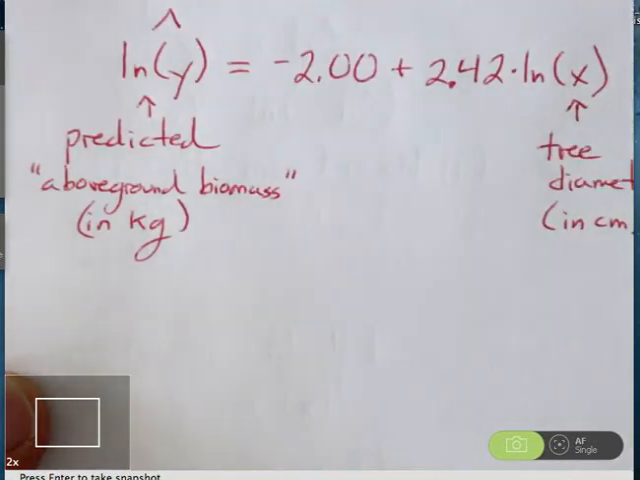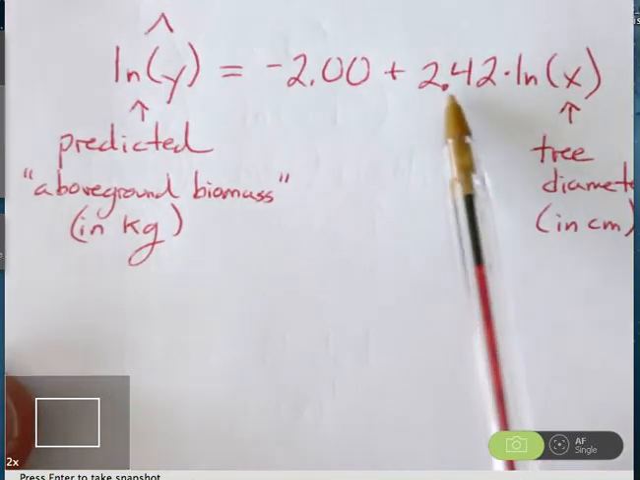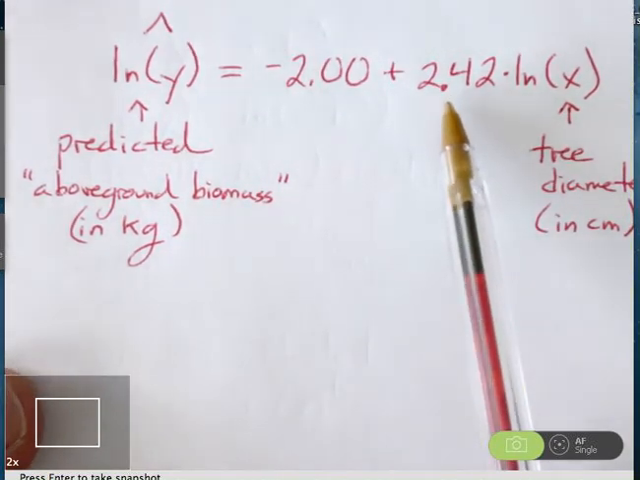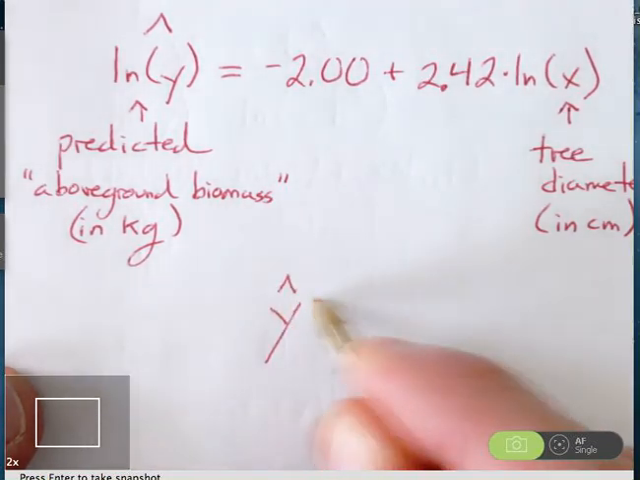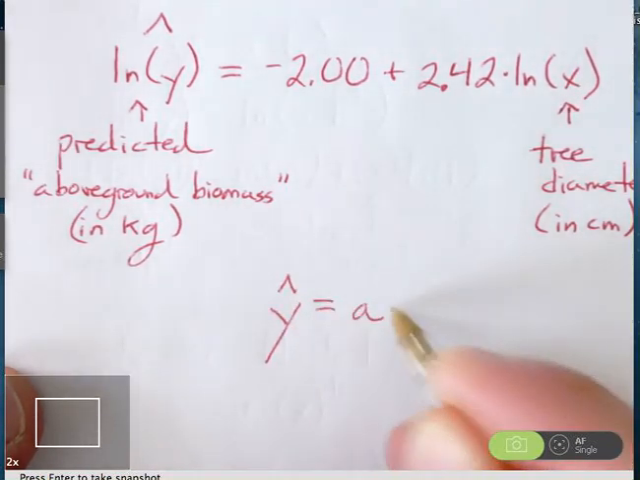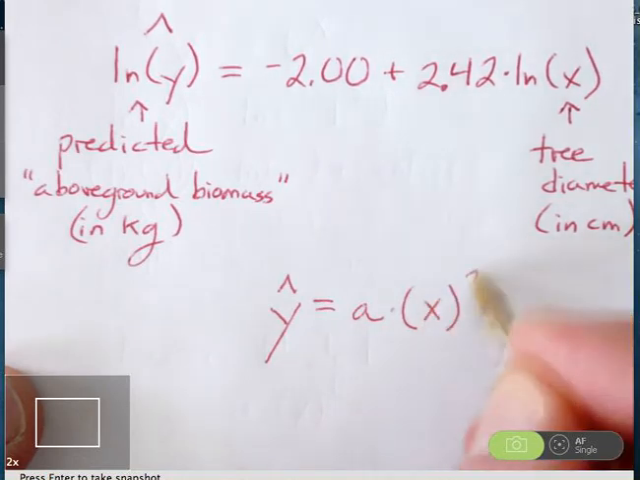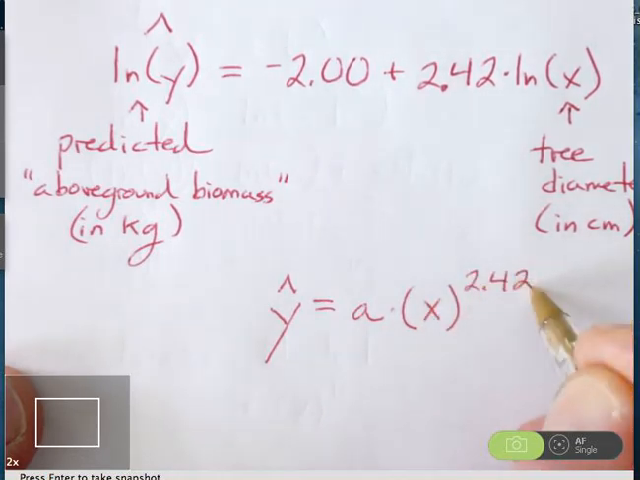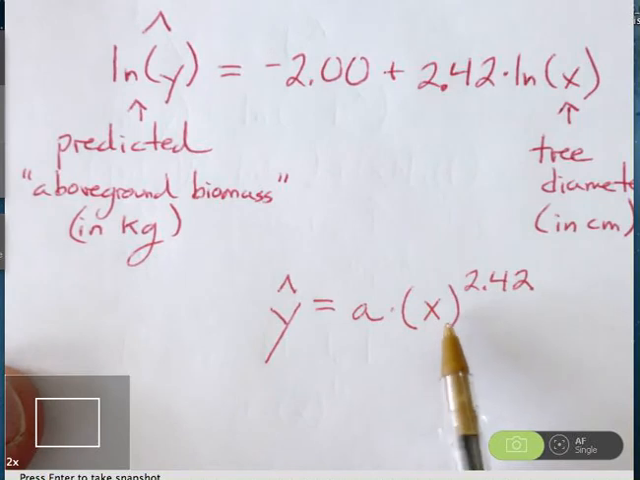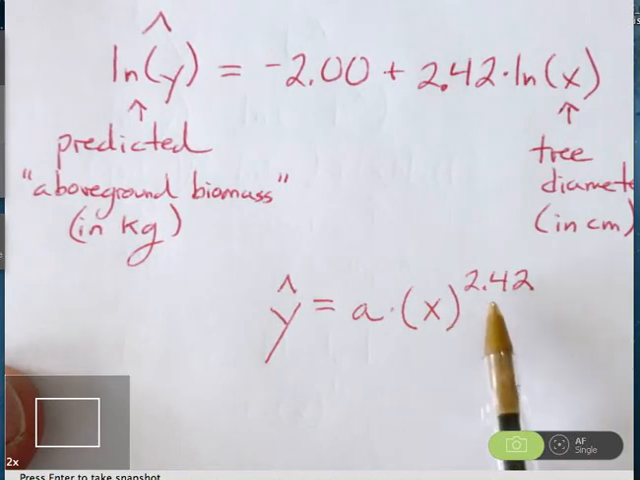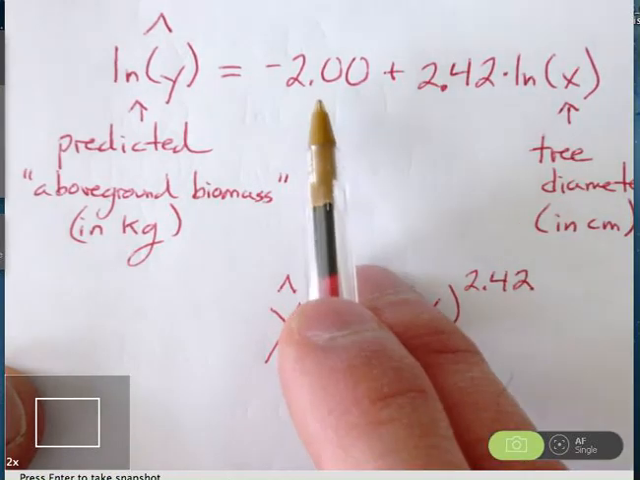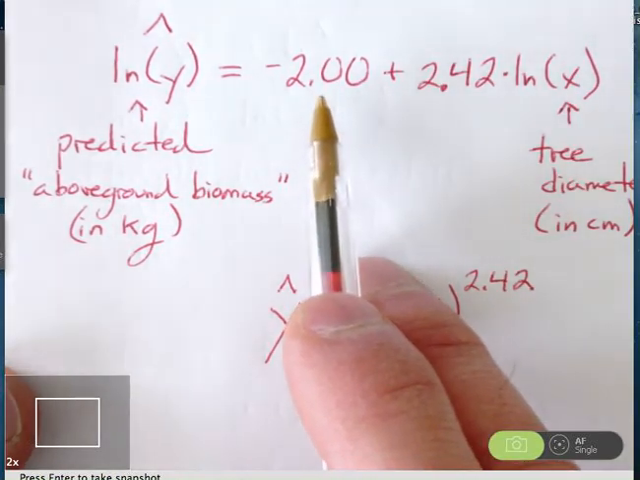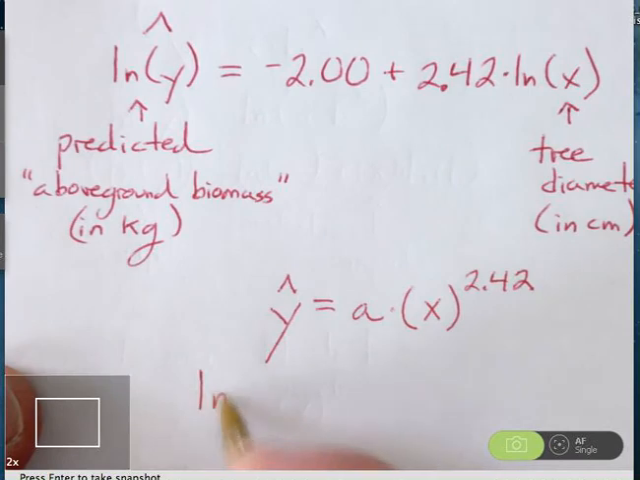So if I go back, right here, this 2.42, that is the power on x. So if I'm trying to find my equation, I know this already. My explanatory variable is going to be raised to the power 2.42. The only thing I have to do is find a, and that's found by using the constant here. I know that the constant is equal to the natural log of a.